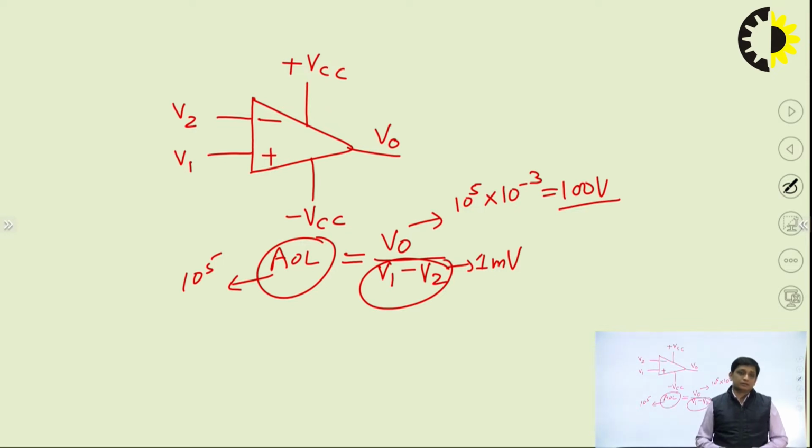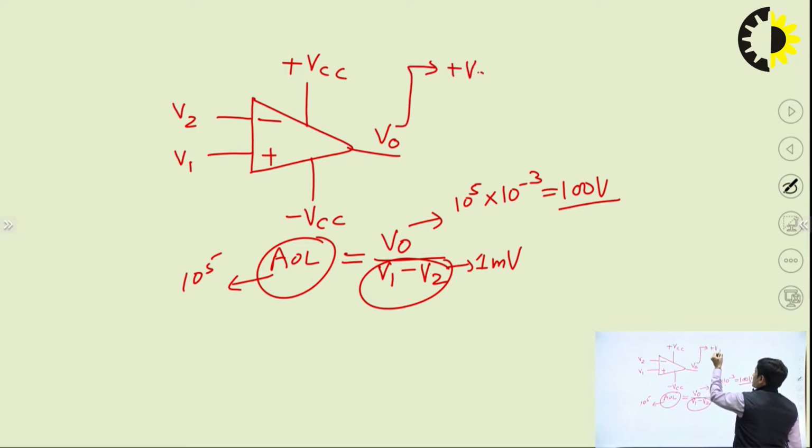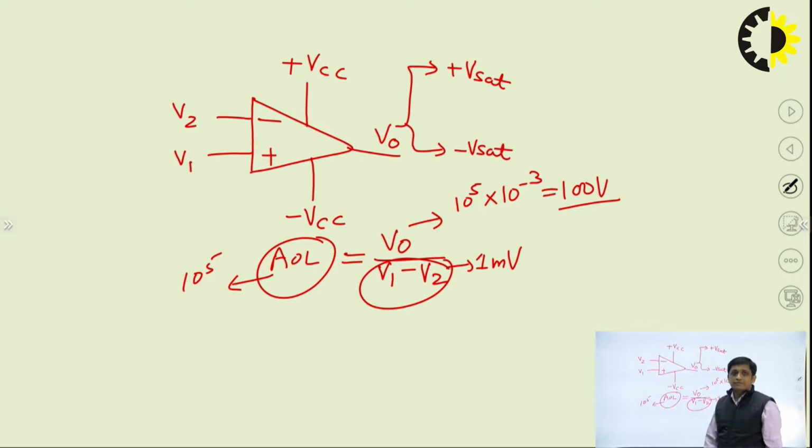It means that the output voltage V0 can be at plus Vsat, and it can also be at minus Vsat, plus Vsat and minus Vsat. Now the next question is, when will the output of this open loop op-amp be at plus Vsat, and when will it be at minus Vsat?